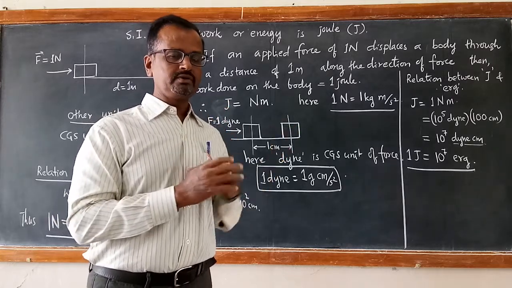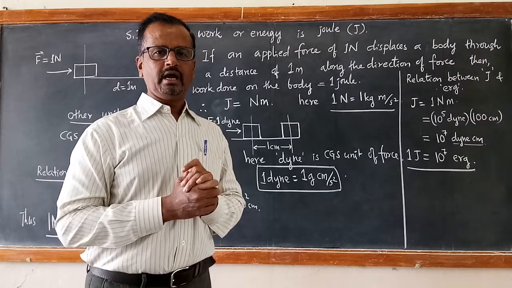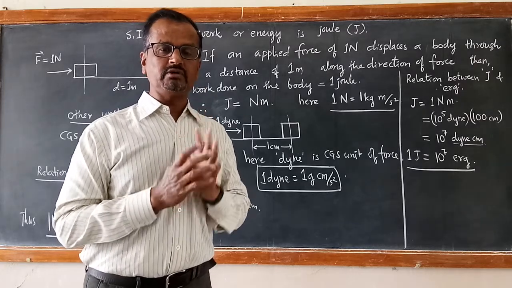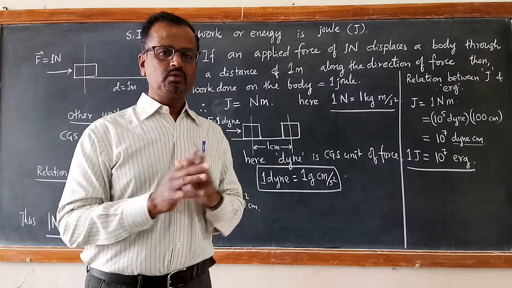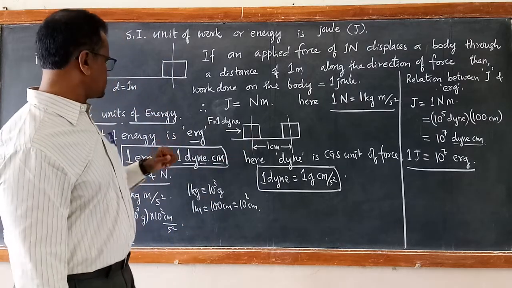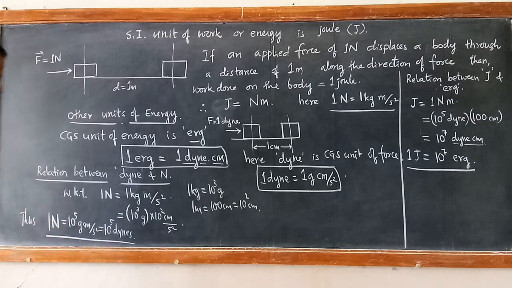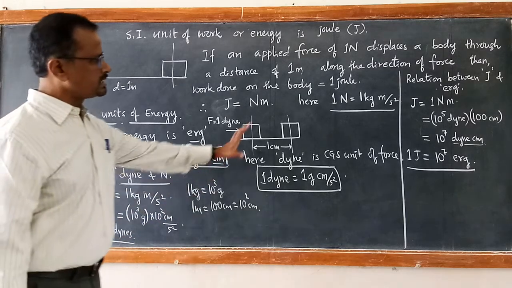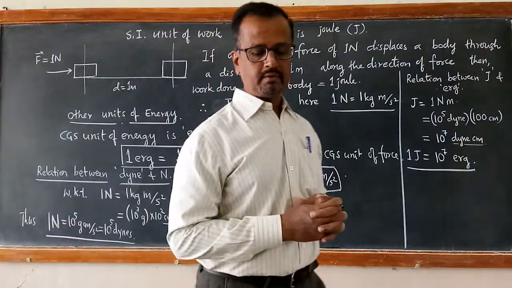For units of force, Newton is the SI unit of force and dyne is the CGS unit of force. What is the relation between Newton and dyne? 1 Newton is equal to 10 raised to 5 dynes. So these are important conversions which will be helpful while solving your problems.